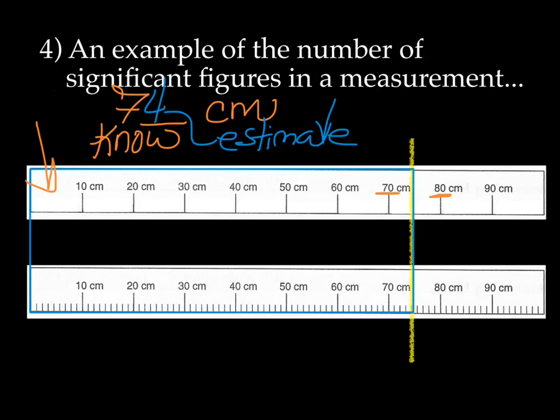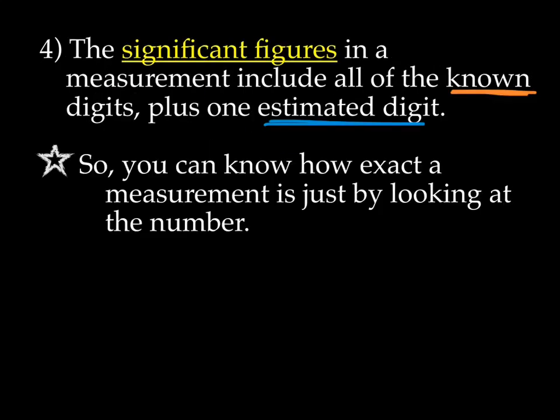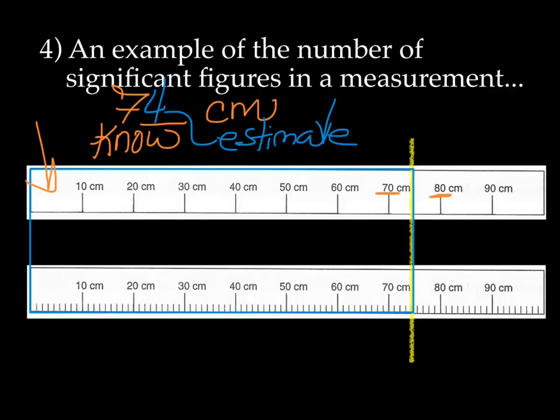Now let's go back and see if we appropriately applied significant figures. Okay, so when using significant figures in a measurement, you need to include all of the known digits. Did we do that? Yeah, our known digit was the 7, plus one estimated digit. Did we do that? Yes, we estimated the 4. So for this top measurement here, we appropriately applied significant figures.